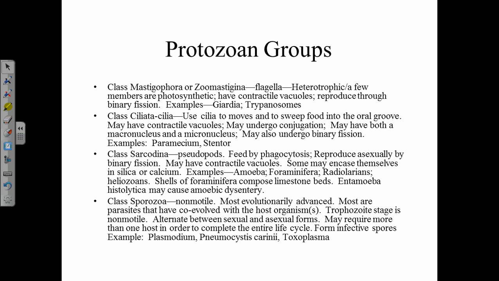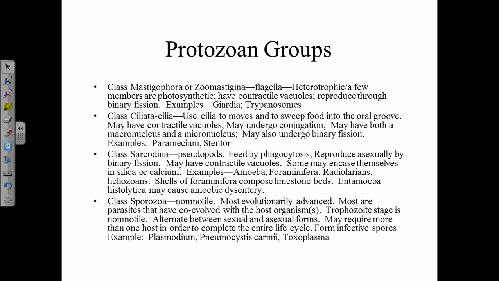Sarcodina, we talked a lot about. Those are the ones with pseudopods. Main example being the amoeba. Usually feed by phagocytosis. They have contractile vacuoles too. Remember that a lot of things in this group make shells around themselves.